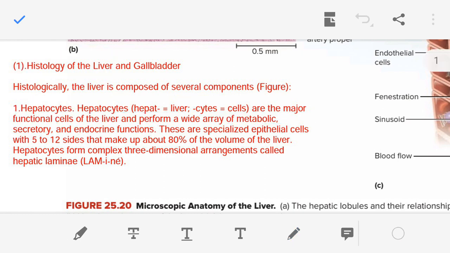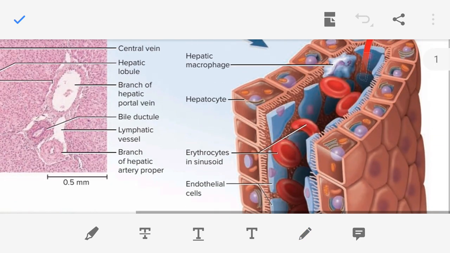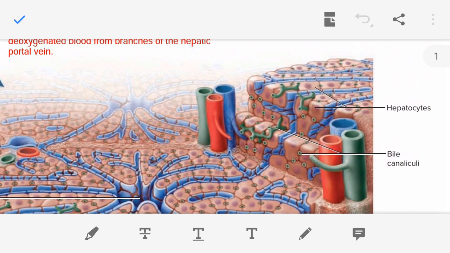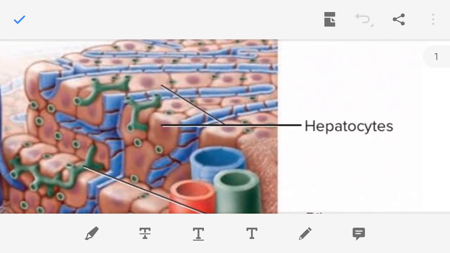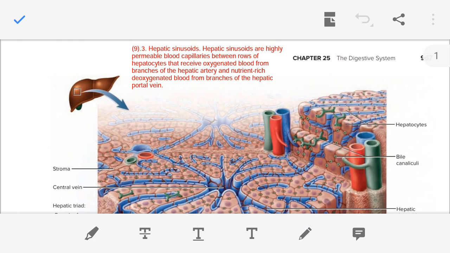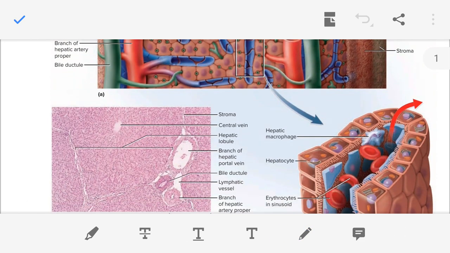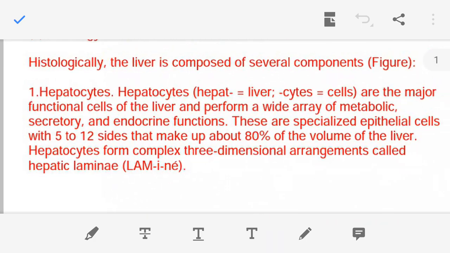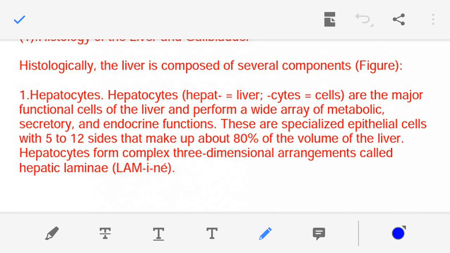Now, what are the hepatocytes? First of all, I am showing you the hepatocyte cell in the figure. Here in the figure you can see all these are hepatocytes. So these reddish brown colored cells, all these cells are the cells of the liver, the hepatocytes.